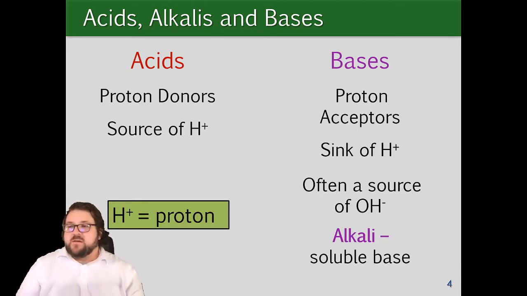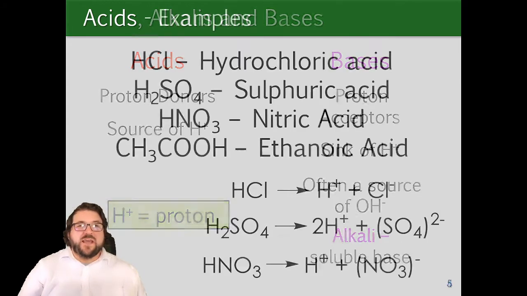So an acid is something that gives up H+ ions, and a base is something that can take H+ ions away, that can accept them onto its own structure and make a new molecule. Quite often, that is going to be a source of OH- ions, and we call those alkalis. So those are things that are soluble in water. That would be a soluble base. So let's have a quick glance.